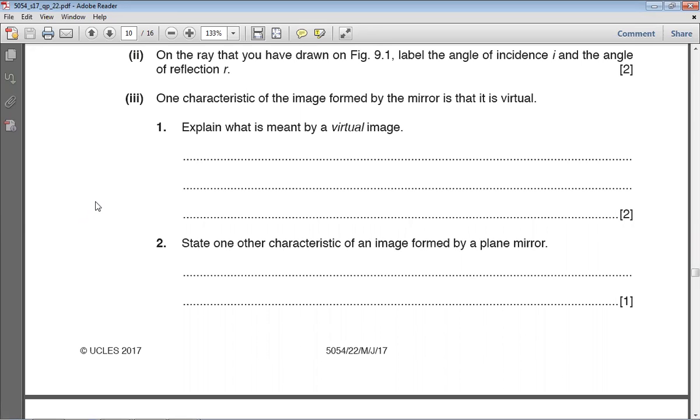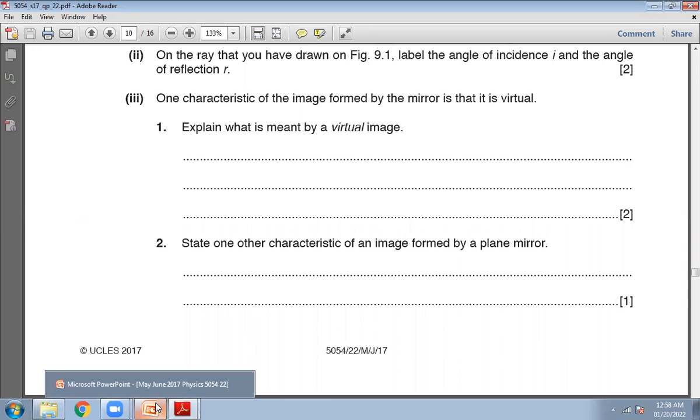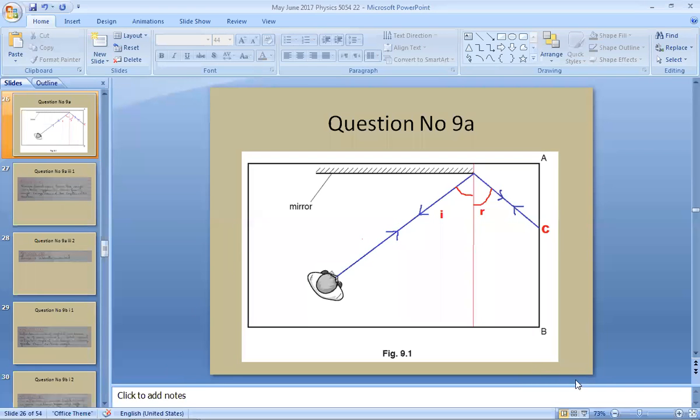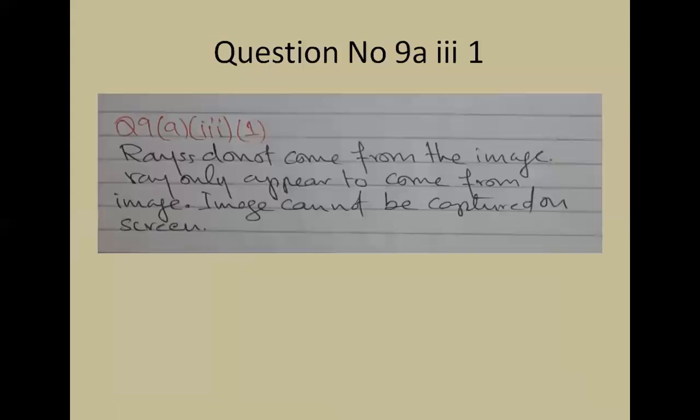It's a 2-mark question, and let me show you my answer. Okay, so here we go. Rays do not come from the image. Rays only appear to come from the image. Image cannot be captured on the screen. So these are the characteristics of the virtual image. This is virtual image. Okay.